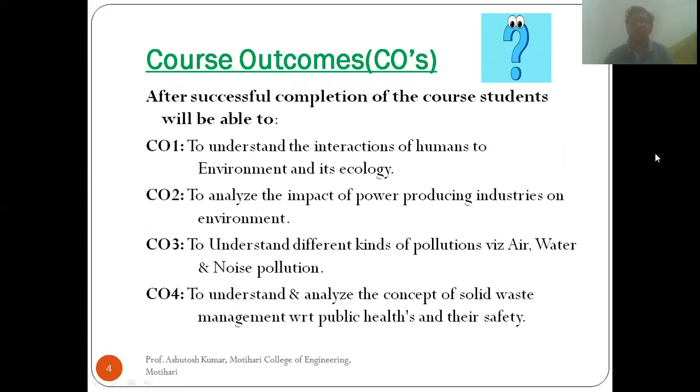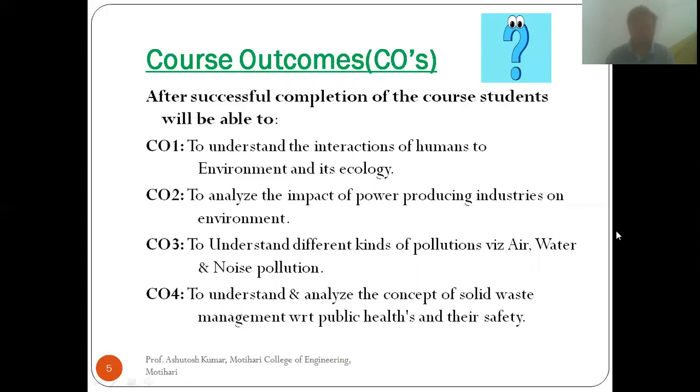Now let us discuss course outcomes. First we have to understand the meaning of course outcome. Course outcomes means after successful completion of this course, a student will be able to do the following. Course outcome is known as CO, that is the short form. CO1 is to understand the interaction of humans with the environment and its ecology. CO2 is to analyze the impact of power producing industries on the environment. The third is to understand different kinds of pollution like air, water and noise pollution. And the fourth one is to understand and analyze the concept of solid waste management with respect to public health and safety.